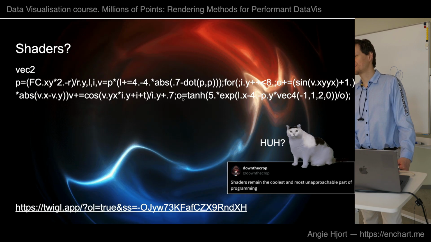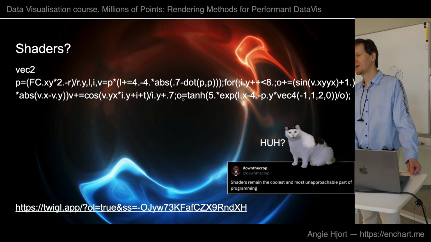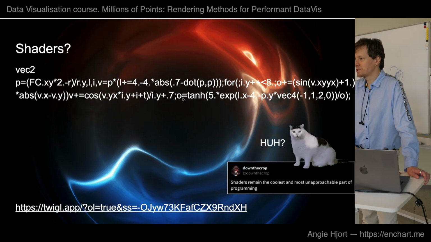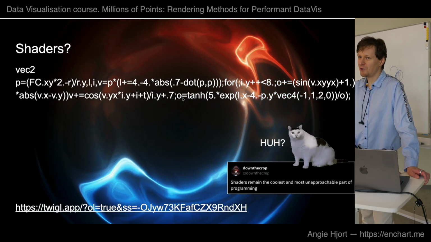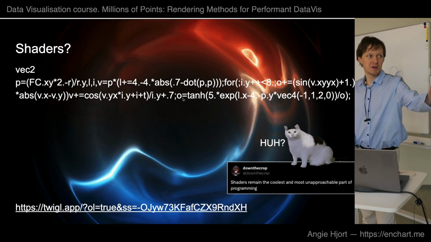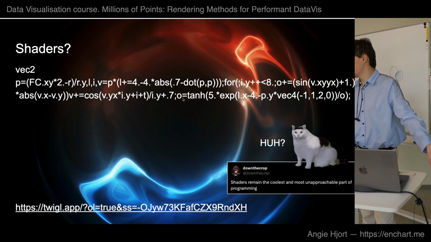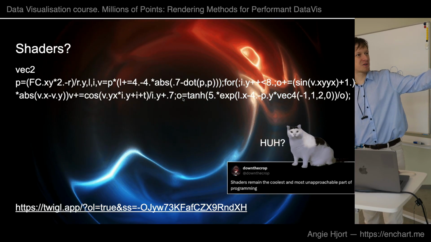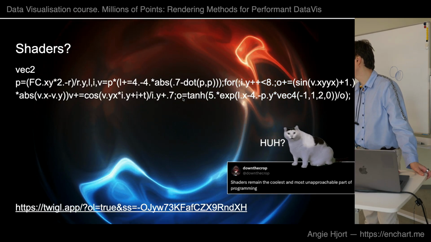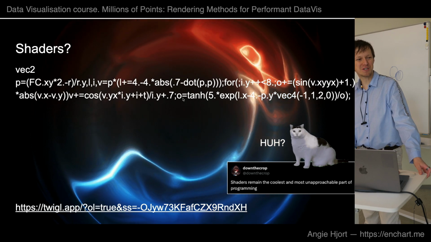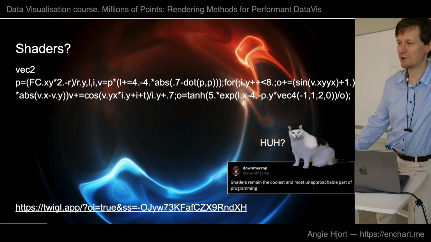Shaders. Have you heard of shaders? A little bit. This is the most voodoo part of software development. Of all of engineering, this and radio antennas are the most voodoo ever. This is the code you would write to make your things happen on the screen. And shaders remain the coolest and the most unapproachable part of programming, and this is your brain on shaders there.